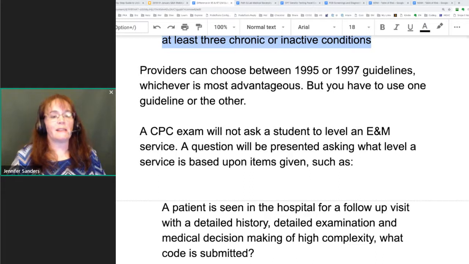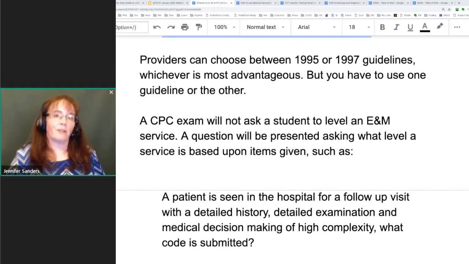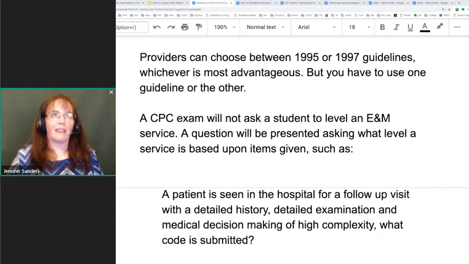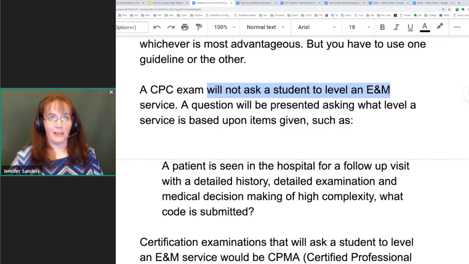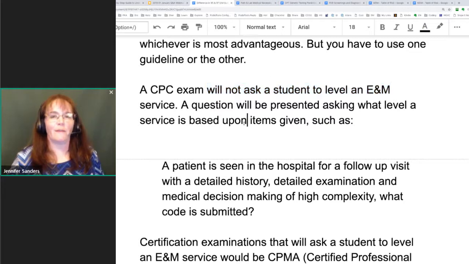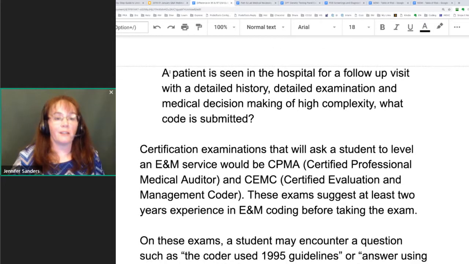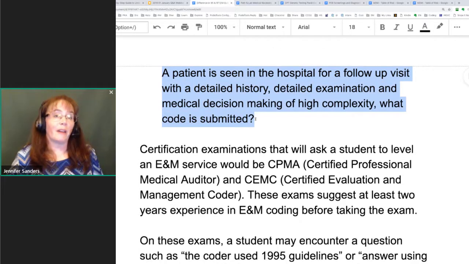When you're doing a CPC exam, they're not going to ask you to level an E&M. They'll present the question and then they'll give you criteria and they'll want you to pick the E&M. So something like, the patient is seen in a follow-up visit in the hospital. They did a detailed history, a detailed exam, and the medical decision making was high complexity. So what code? And then A, B, C, D. They'll give you those codes. So it'll be something like that. They're not going to say the patient was seen on this day for these problems and what level is it.